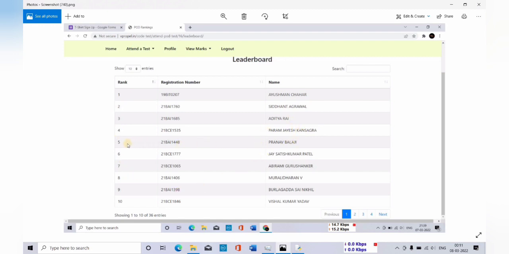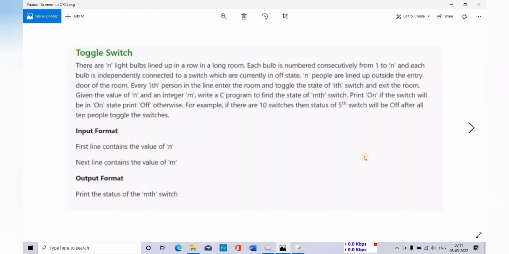See here, Pranav Balaji was at the 5th position in the leaderboard, Jay Patel 6th, Muralidhar 8th, and I was at the 10th position. Believe me, don't see my name. Okay, so now let's go to the ideal solution.